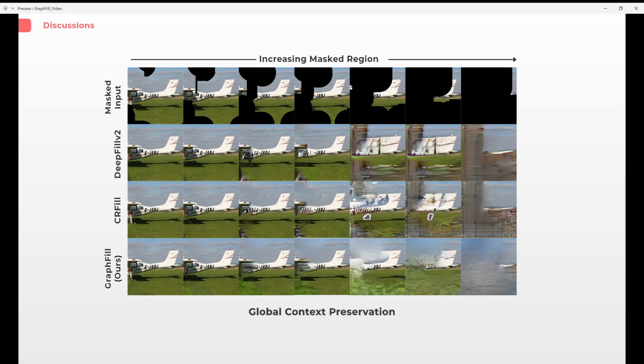We demonstrate the robustness of GraphFill inpainting as we progressively enlarge the masked region area in comparison with existing methods. GraphFill excels in preserving global context, enabling the refined network to generate visually plausible inpainting results.